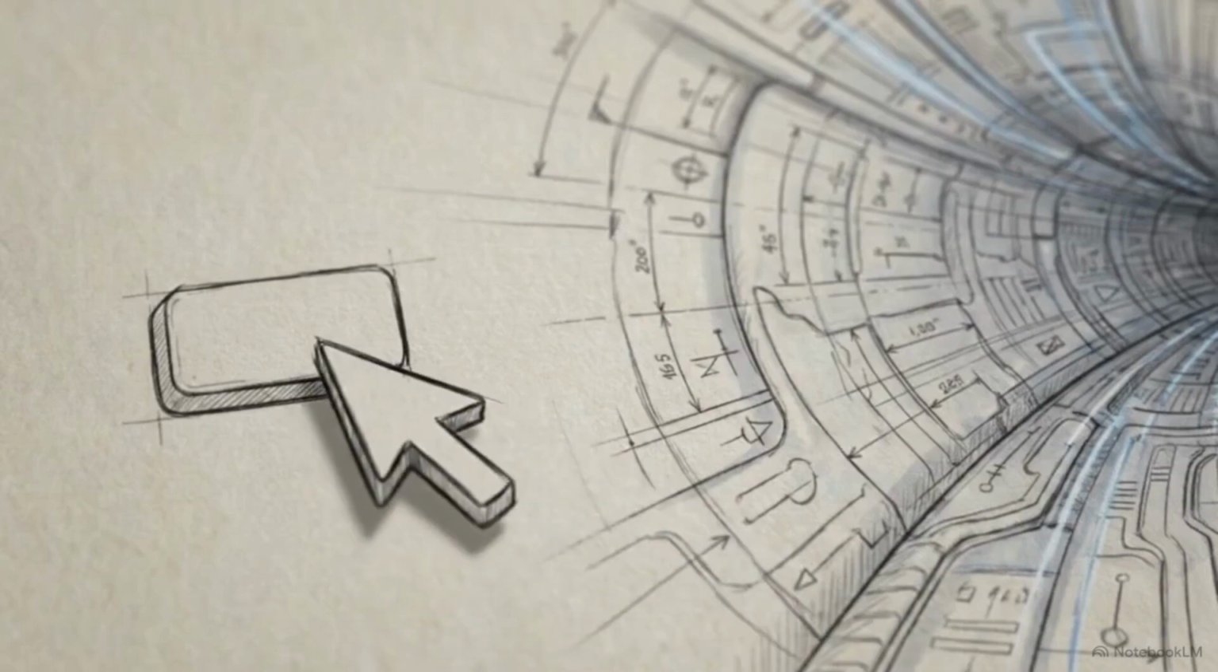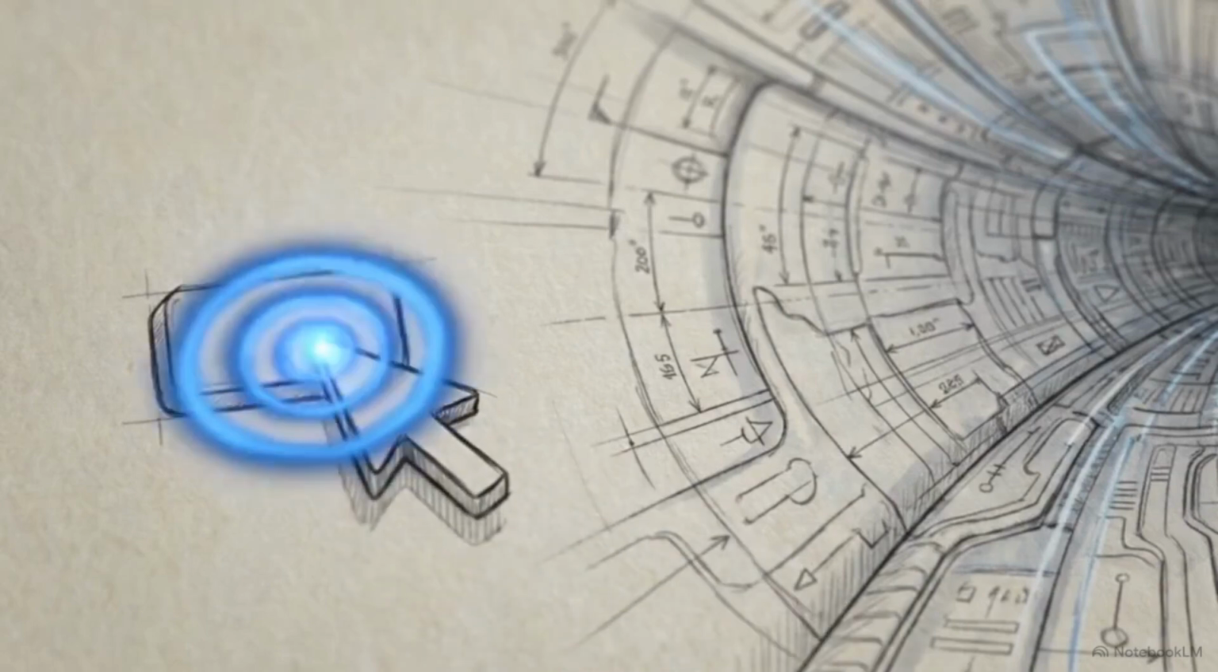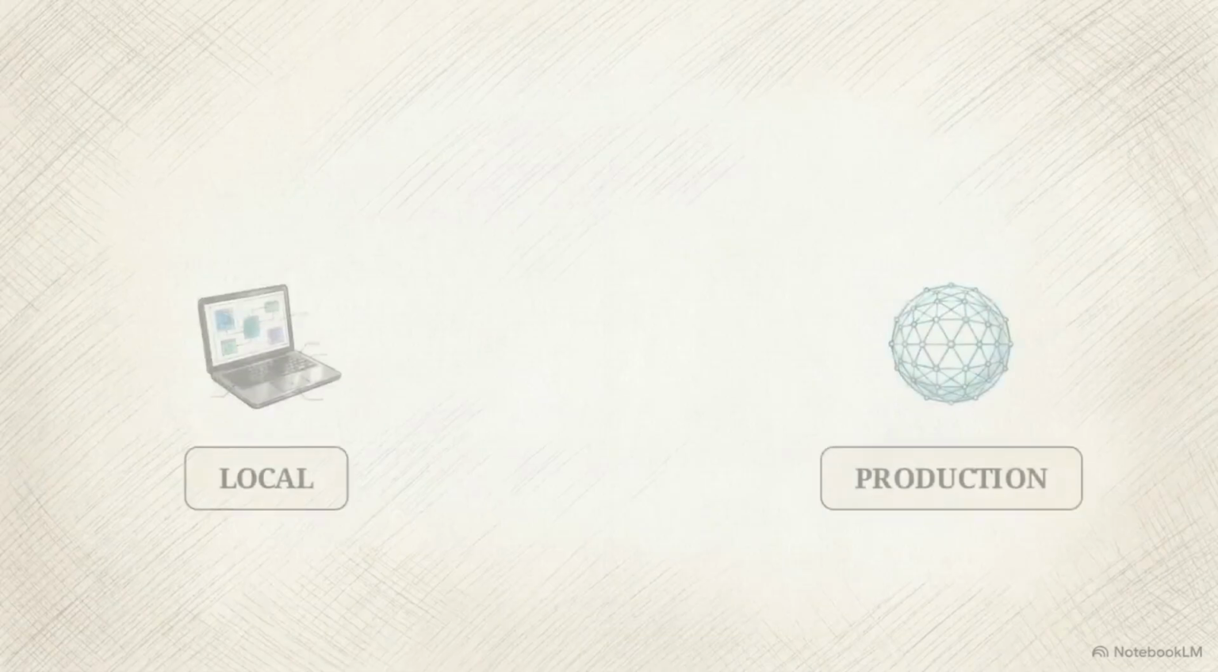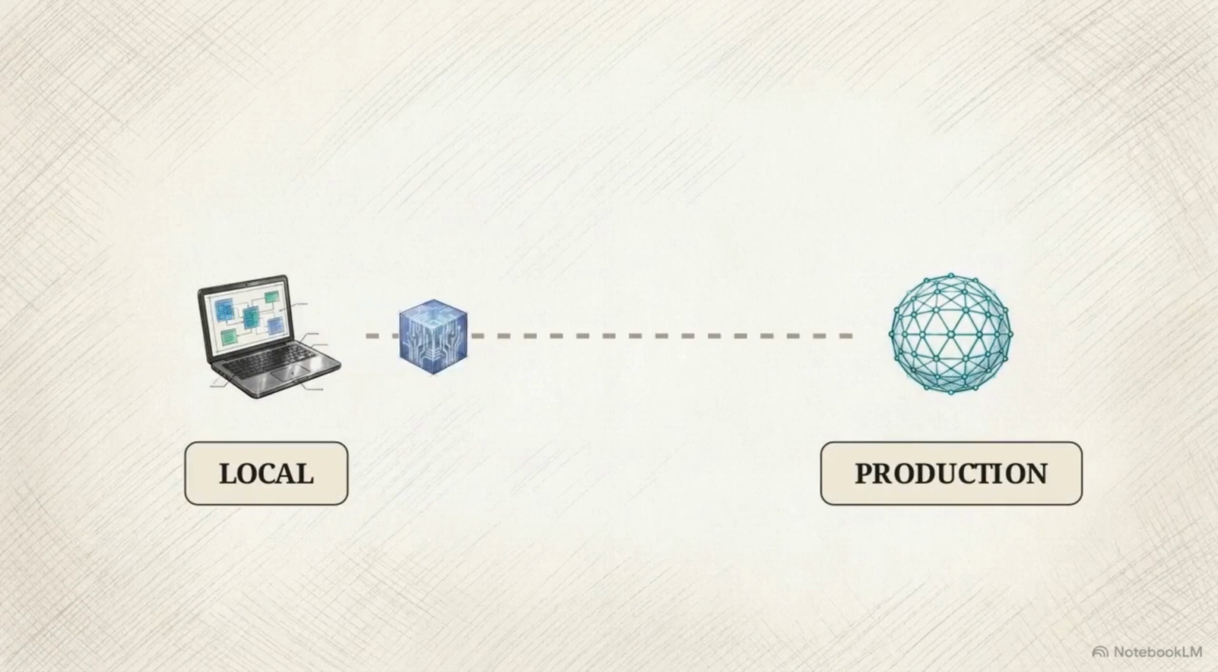When a user makes a click on a web page, that localized action immediately scales out into a complex engineering pipeline. The core objective of modern full-stack development is ensuring that this local code logic safely and predictably transits into a live global production environment.